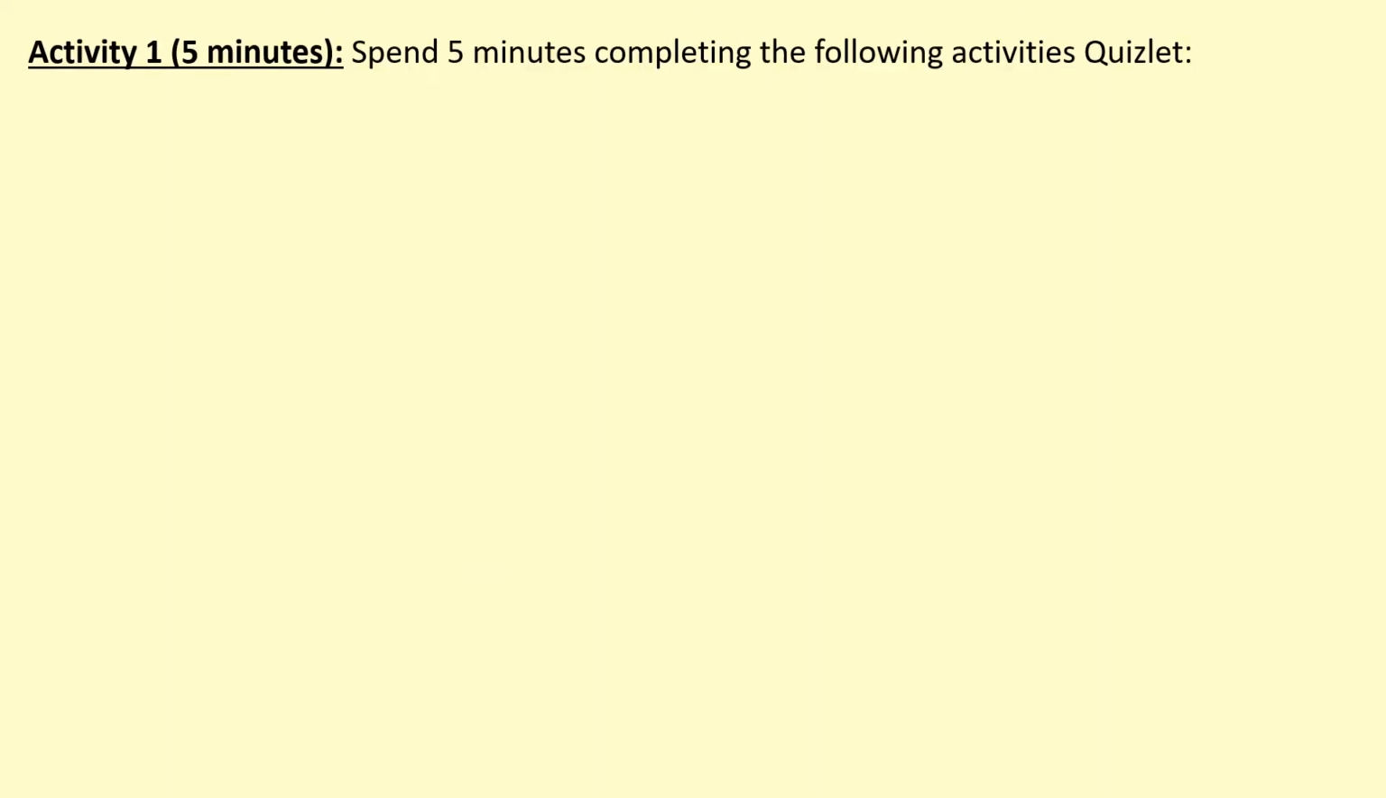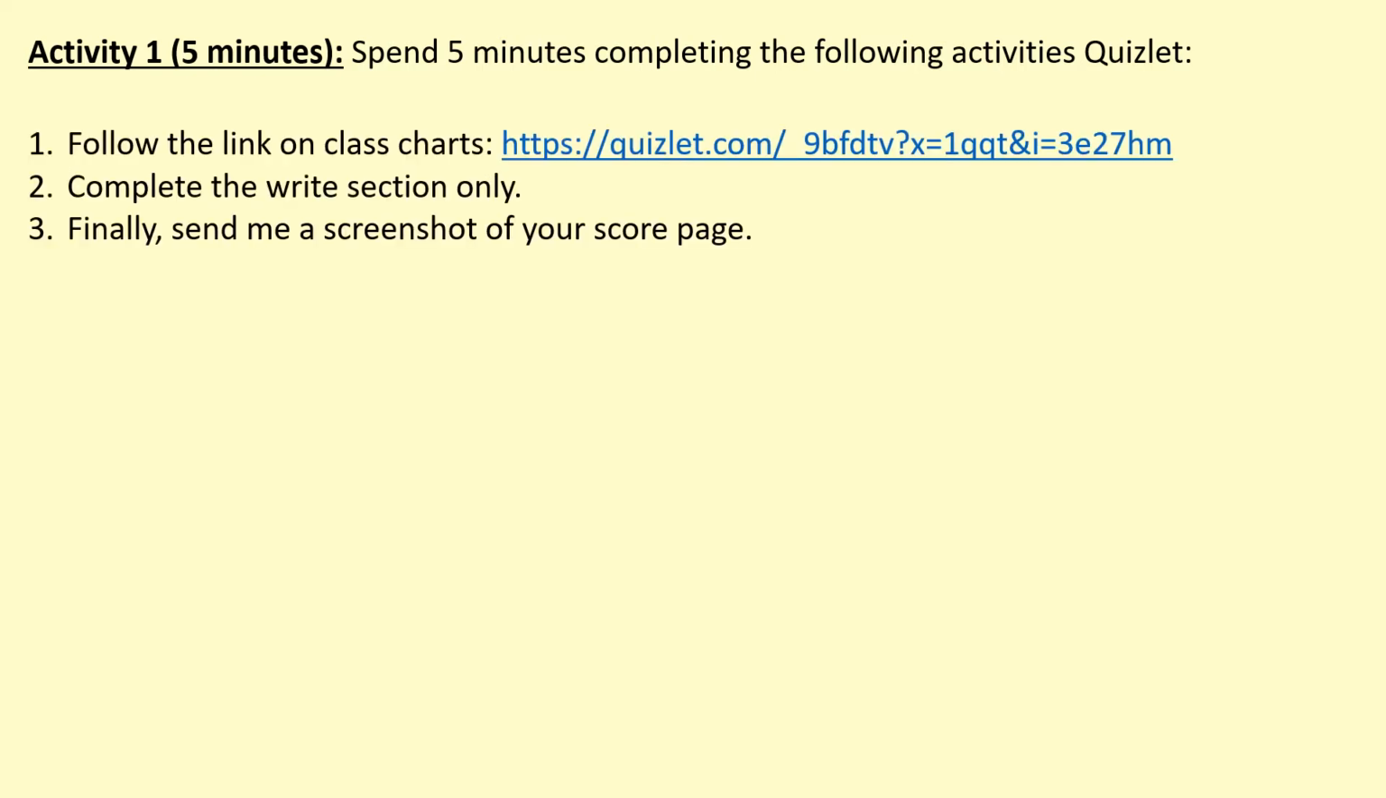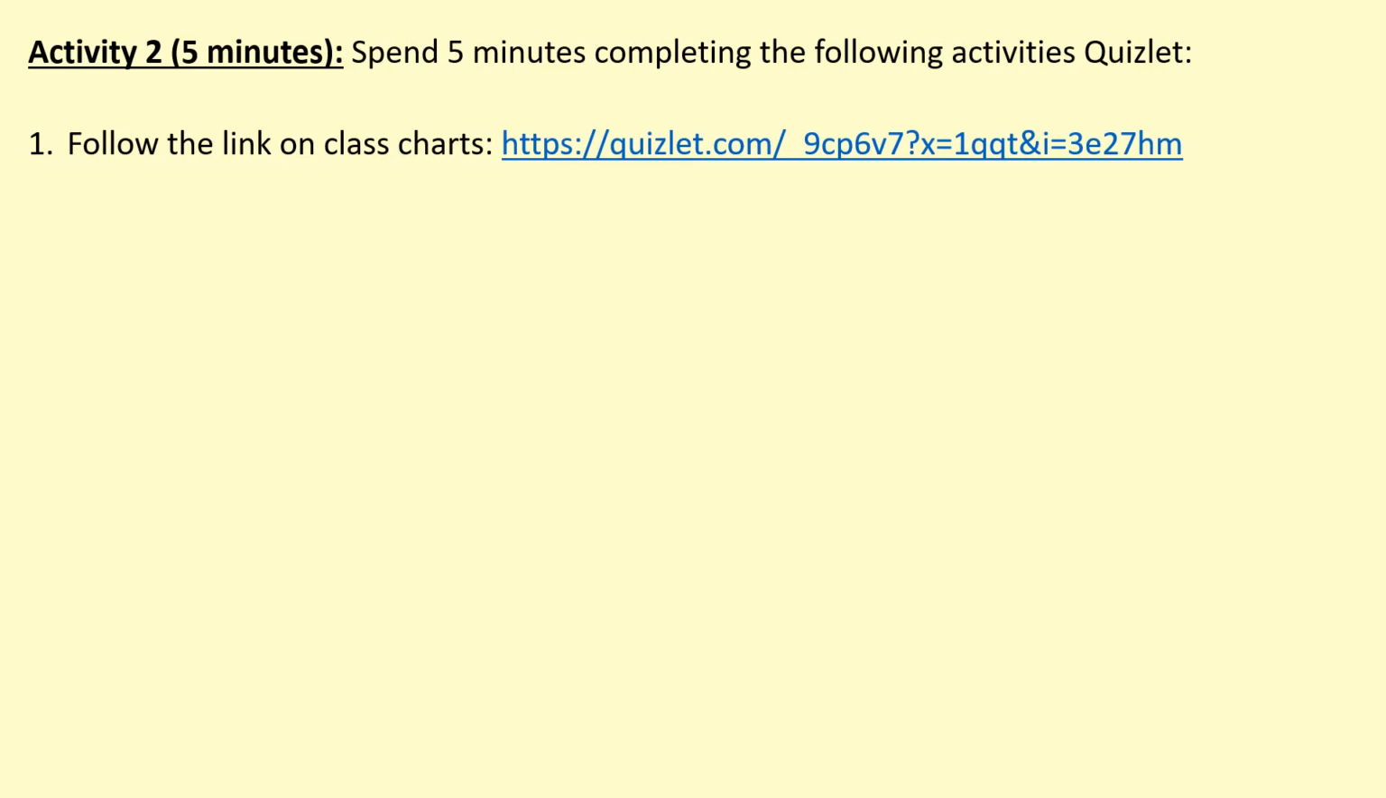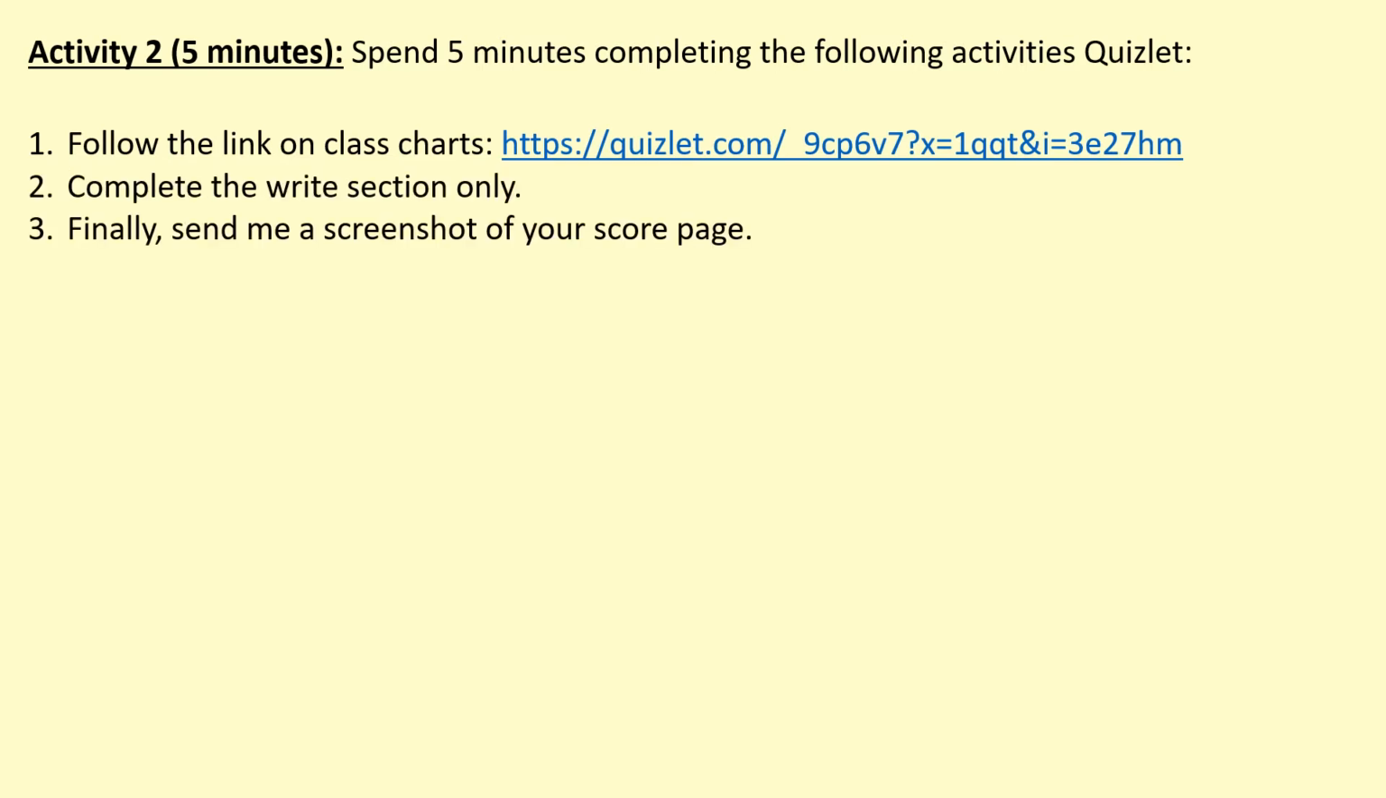Okay, so now we're going to go through the 3 different activities that you need to do on Quizlet. So you've got this one, then you've got this Quizlet, and then you've got this Quizlet. So what you're going to do is you're going to pause the video and you're going to complete the 3 different Quizlets, and you're going to spend 5 minutes on each. And for each of the Quizlets, you're going to complete the right section, and then you're going to send me a screenshot of your score. So you don't need to worry about the test, you don't need to worry about the learn, you're just going to be completing the right section.